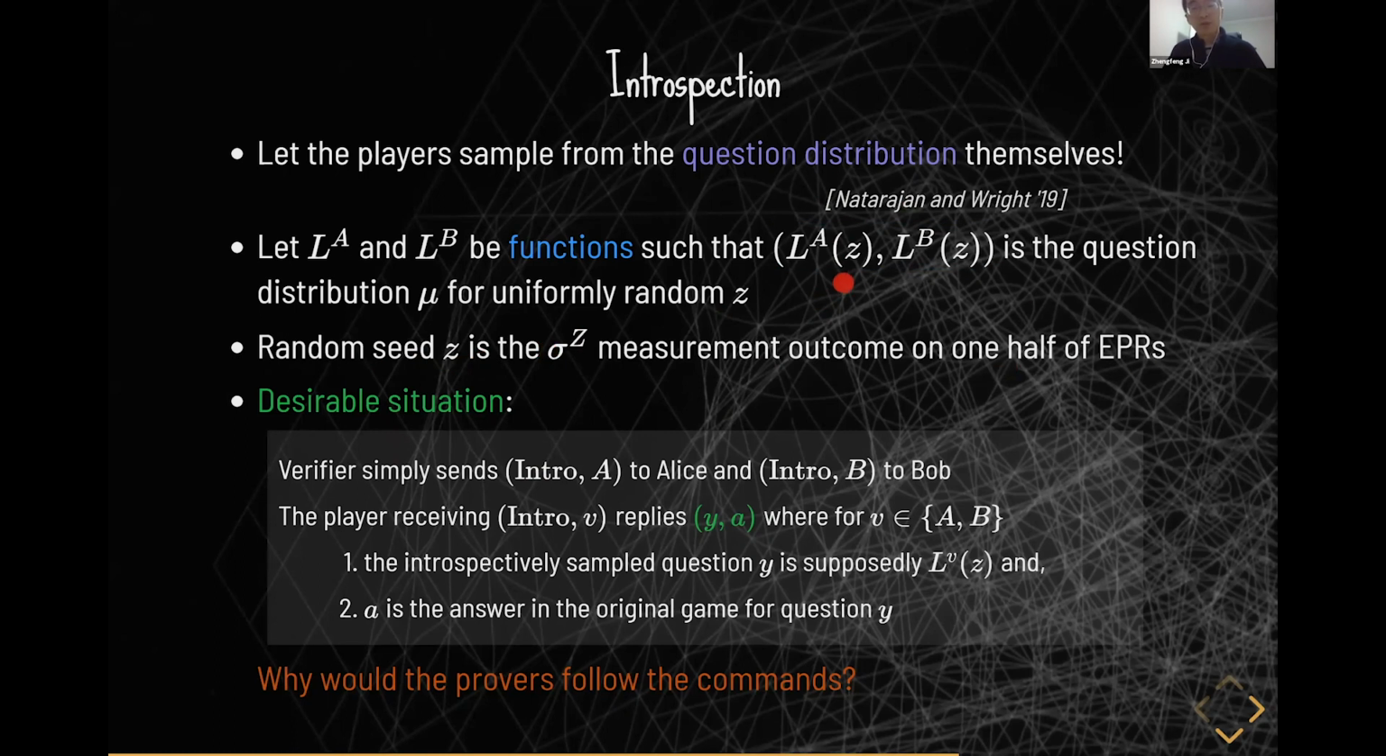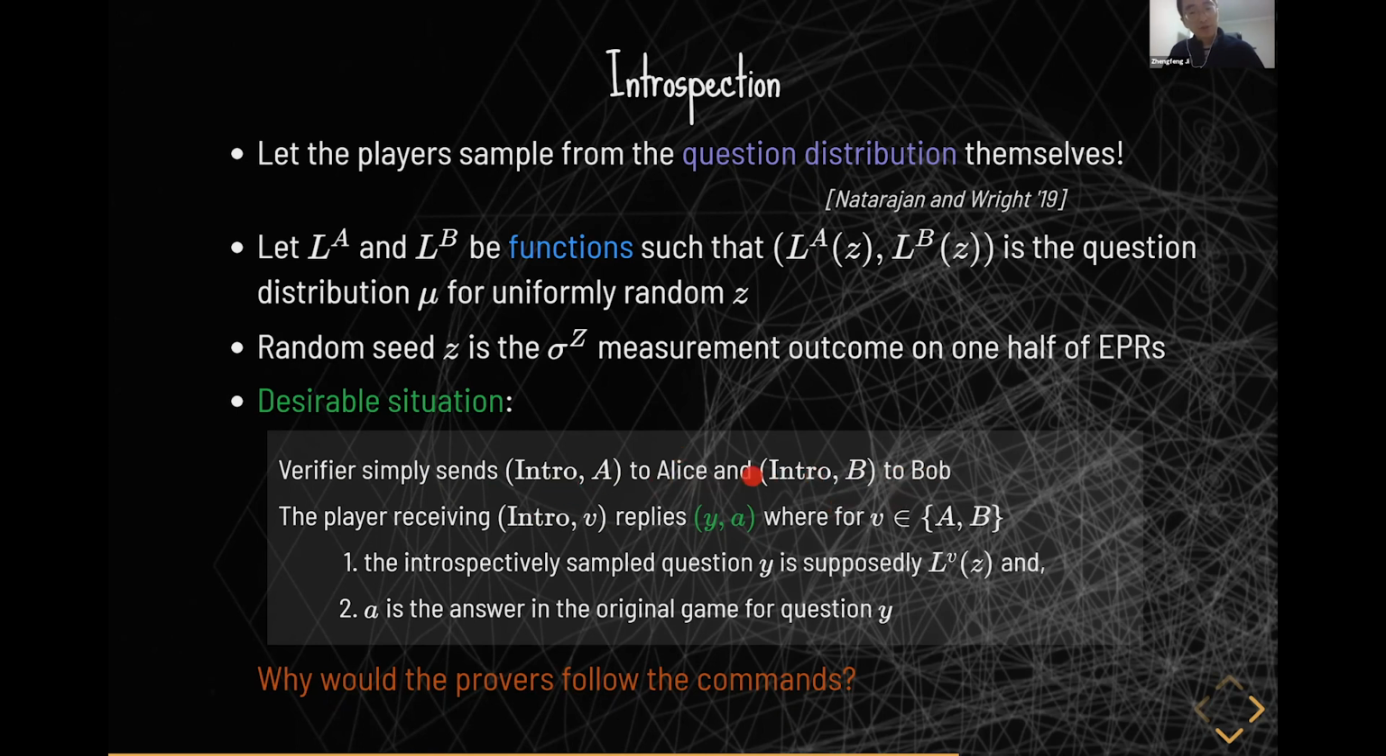So we assume that the players share EPR pairs, so that's something that the players can do. They can sample some random seed, and then the question distribution will be defined by a pair of functions LA and LB, right? So in the desirable situation that we want, the verifier only samples intro A to A and intro B to B. So these are like finite size questions.